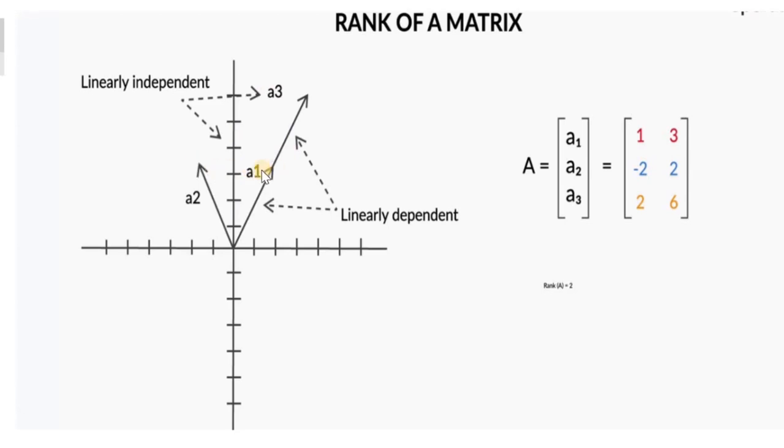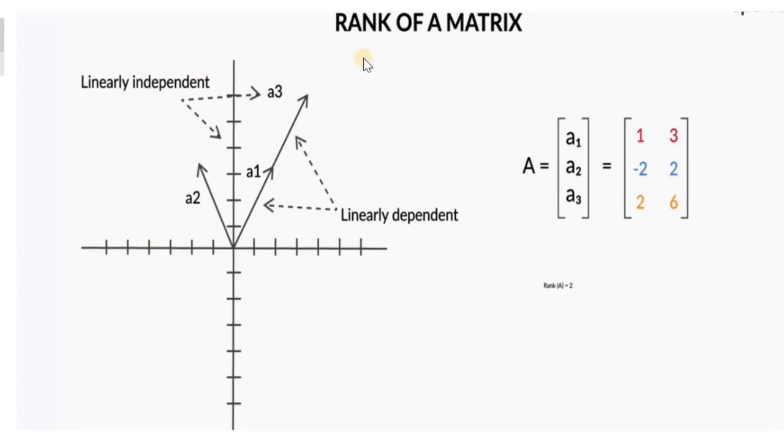Then there are the other dimensions, say A1 and A2. These two are not linearly dependent, right? They do not depend linearly on each other because they are oriented in different directions. So we cannot ignore A2 or A1. We have to consider these two dimensions in order to obtain the final matrix.